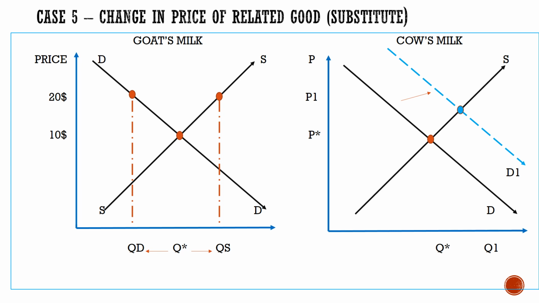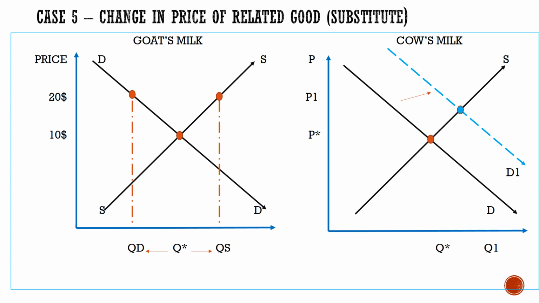So let's refer to the scenario that there is an increase in price of goat's milk from 10 to 20. Now, what will happen to the demand for the market of goat's milk? Nothing. The demand will stay the same, only quantity demanded will change. Remember, price only changes quantity demanded or quantity supplied. It never changes demand or supply. So in this scenario, when there is an increase in the price of goat's milk, due to the law of demand, a higher price induces consumers to buy less.